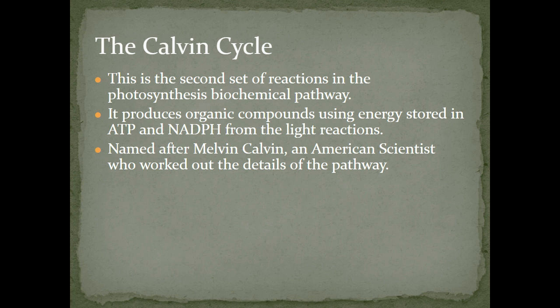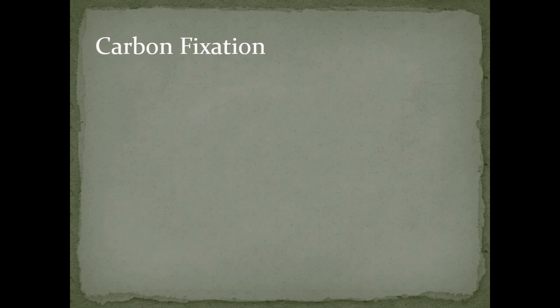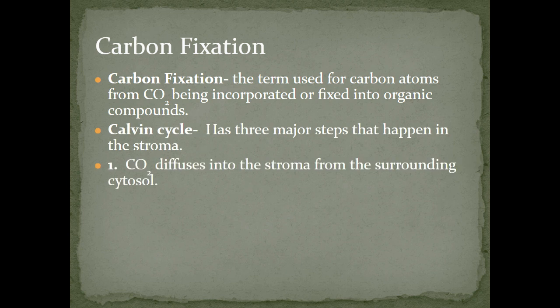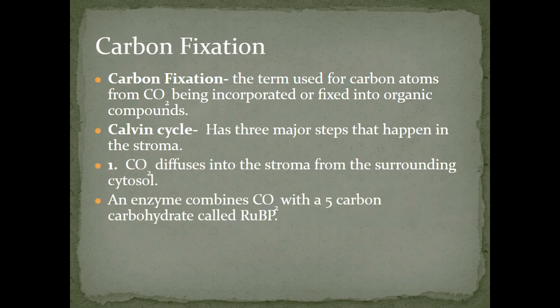It does not sound like his parents liked him too much to name him Melvin Calvin, but he was an American scientist who worked out details of this pathway. So carbon fixation is the term to use for carbon atoms from CO2 being incorporated, or fixed, in organic compounds. The Calvin cycle has 3 major steps, and we're going to go over them.